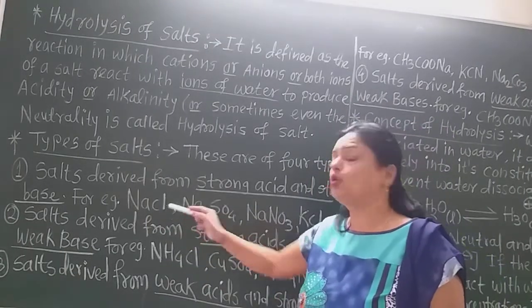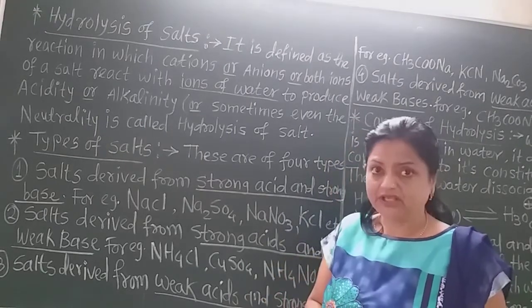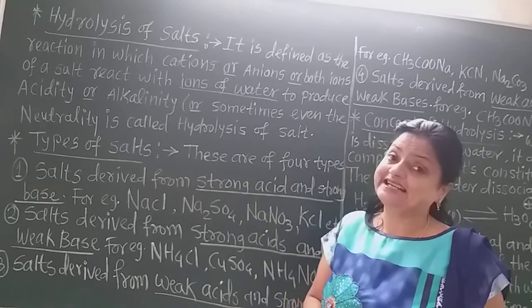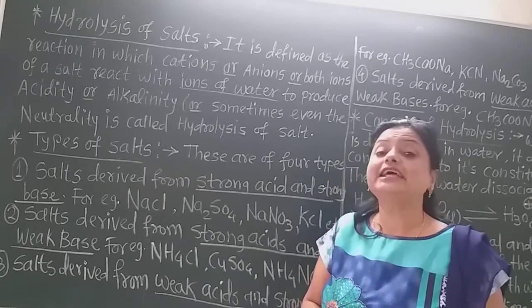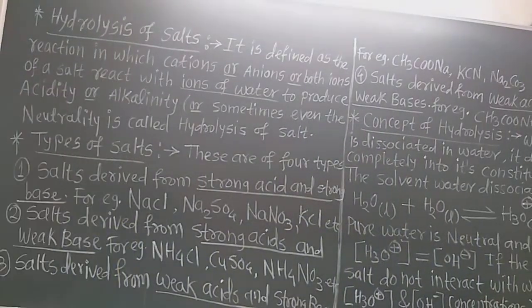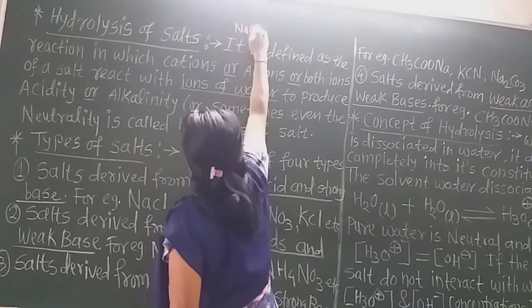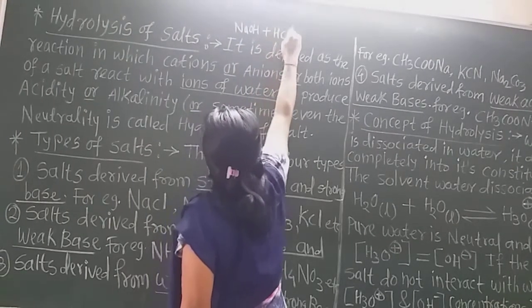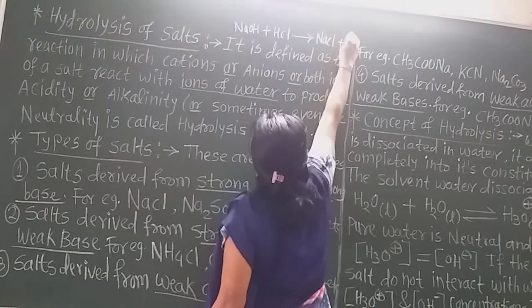Now how is this sodium chloride formed? The strong base, that is NaOH, sodium hydroxide, when it reacts with strong acid, that is HCl, hydrochloric acid, there is neutralization between them and there is formation of NaCl and H2O, the water molecule. You very well know this reaction from the previous standards. See here, NaOH plus HCl on neutralization give NaCl and water.